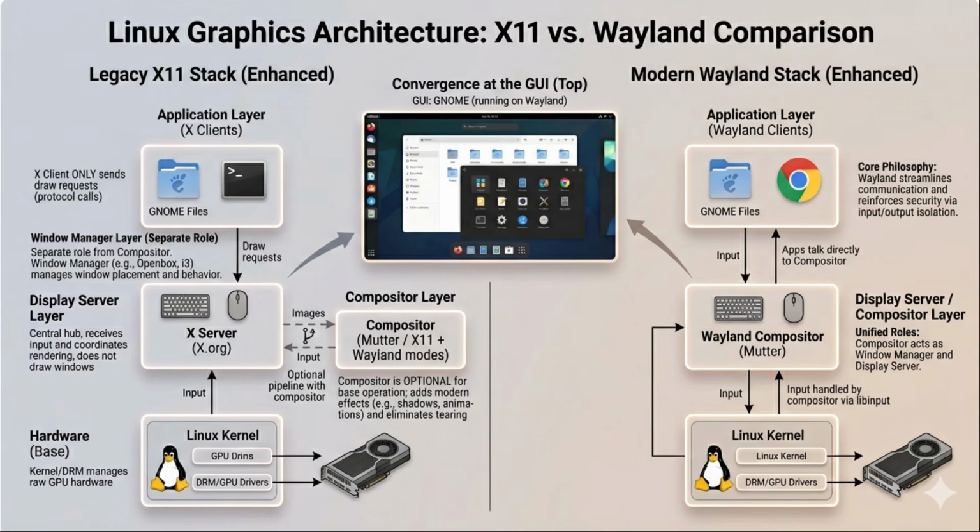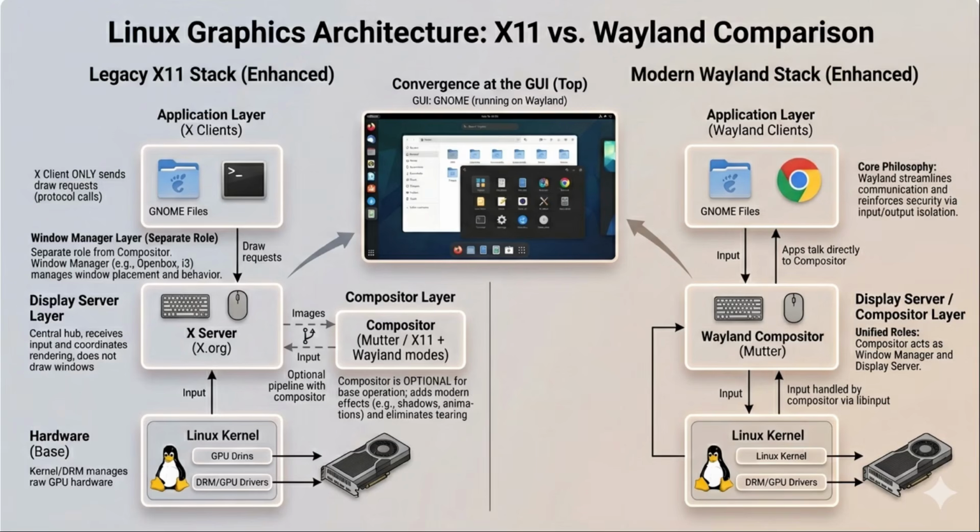X11 vs Wayland. To visualize the architectural differences, let's look at how drawing data actually flows from your running application to your physical graphics card in both systems. The X11 data pipeline. Under X11, the pipeline relies on multiple handshakes between independent components.